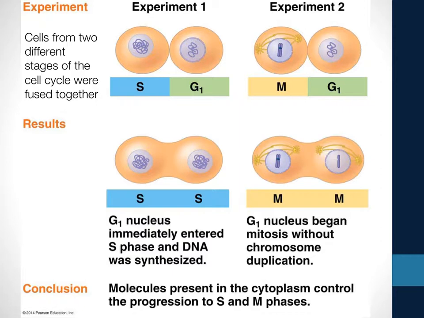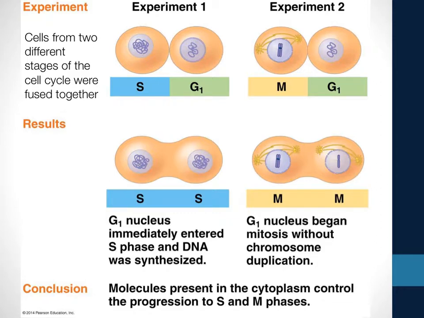So now we're going to talk a little bit about how the cell cycle is regulated. Let's talk about this experiment that we have in front of us right here. In this experiment, basically what scientists did is they took two different cells that were in different parts of the cell cycle and combined those cells into one larger cell and looked to see what happened.